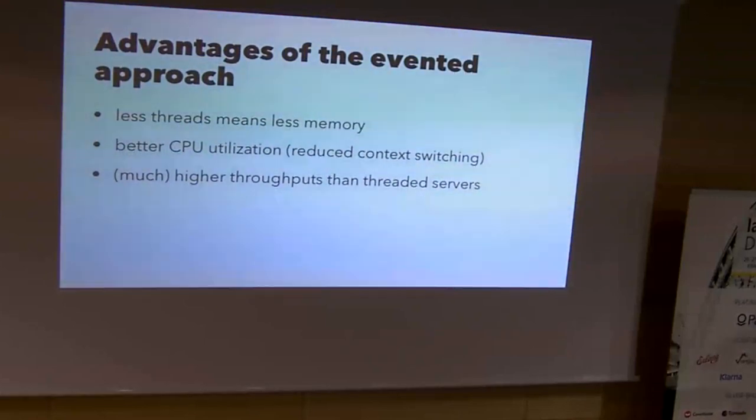So we have much better CPU utilization because we don't have all of this overhead of context switching and all of this locking. And that enables much higher throughputs.